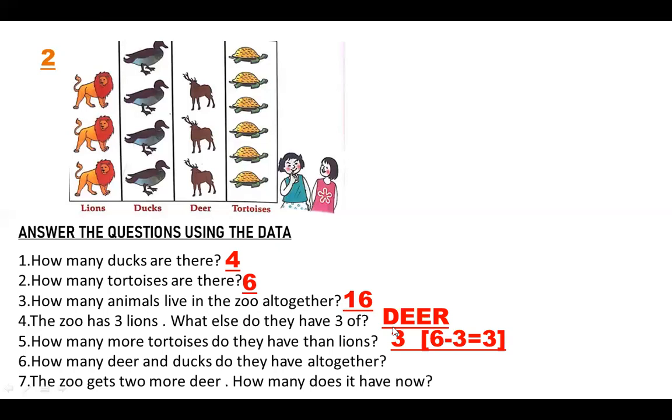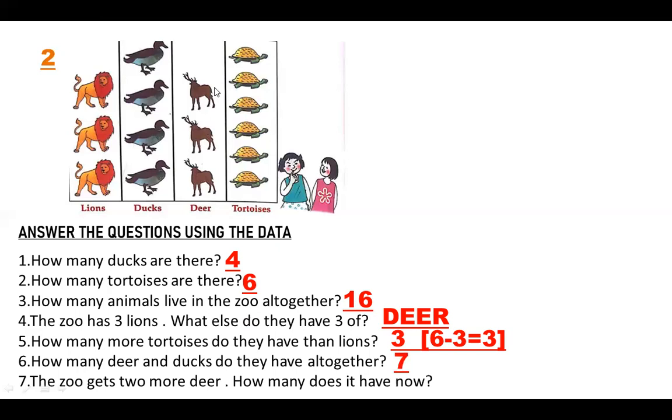How many deer and ducks do they have altogether? Count this and this. Nothing else, just count these animals. Okay? How many? One, 2, 3, 4, 5, 6, 7. How many altogether? 7.